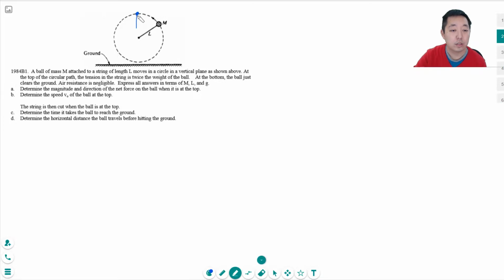Okay. So at the top here, we have mg going down, and I also have the force of tension from the rope going down. The rope can't push, it can only pull. So up here, basically I have gravity and Ft. Now we're told that the tension in the string is twice the weight, so Ft is equal to 2 mg. So the net force up here is equal to mg plus Ft, that's equal to mg plus 2 mg, and that's equal to 3 mg, and it's downward.